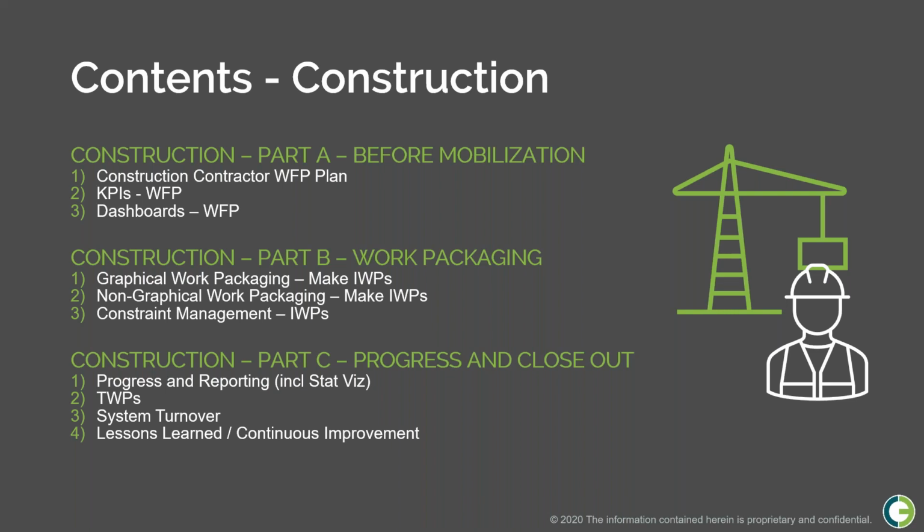And then non-graphical is the more old school way, building things off lists, off tables, off charts, and doing things a lot more manually. We'll also look at the identification and management of IWP constraints. So what do I need to be resolved before this work can go to the field? And then lastly, we're going to look at progress reporting, test work packages, and system turnover. Then, in a reflection of real life, we'll close out with lessons learned and continuous improvement, because unless you're continuously looking at, reviewing, and adapting and developing your AWP plan and your AWP philosophy, you're not going to get to that next level of maturity.